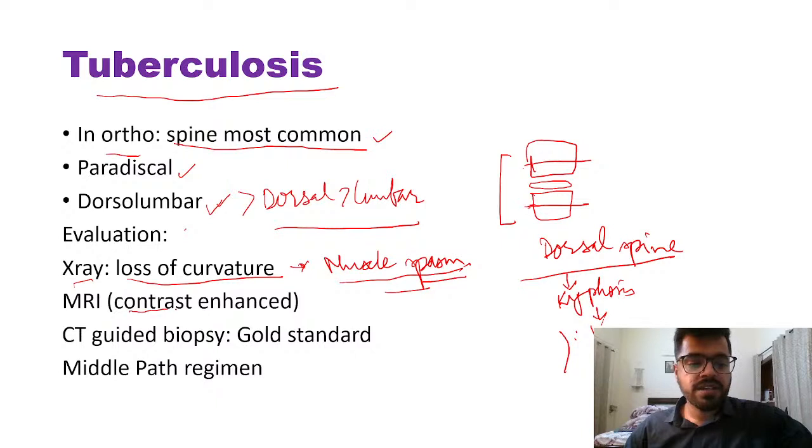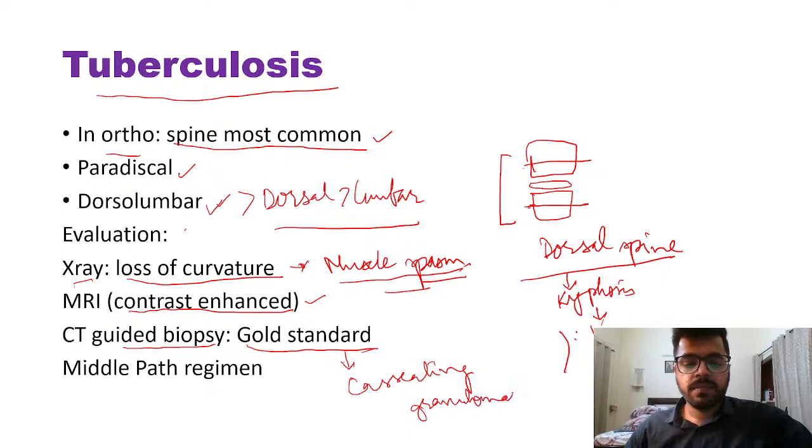We do a contrast enhanced MRI to evaluate for TB spine, and the gold standard is CT guided biopsy. With CT guided biopsy we see caseating granulomas. That is a sure shot sign that there is TB. So this is the gold standard. After this we can start treatment. This is also called tissue diagnosis.